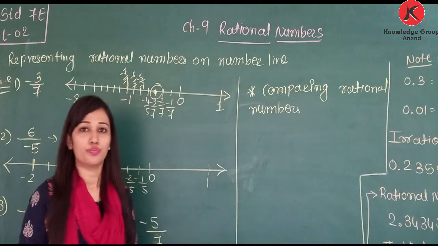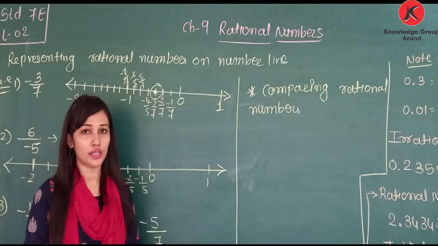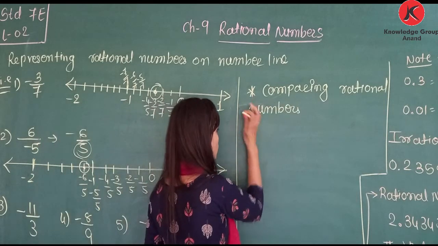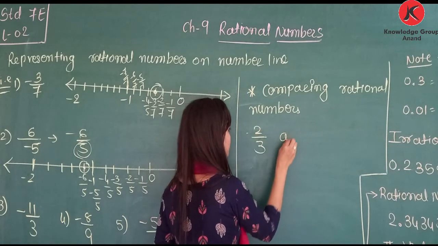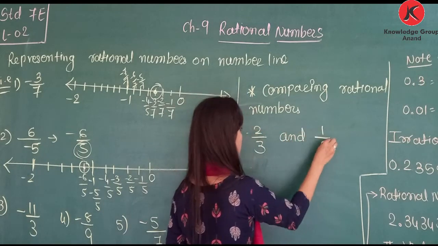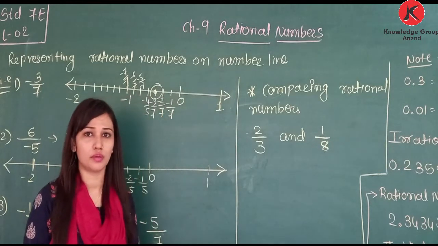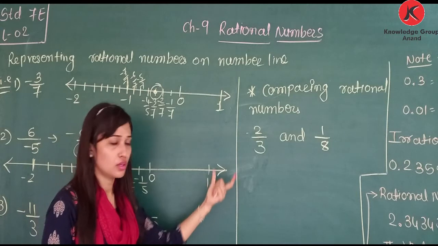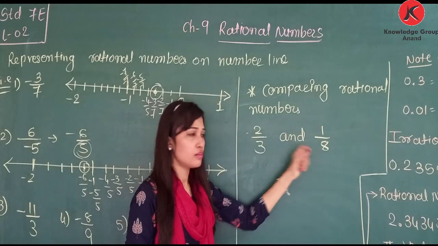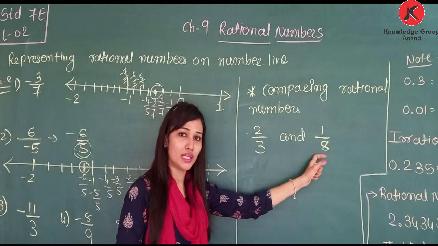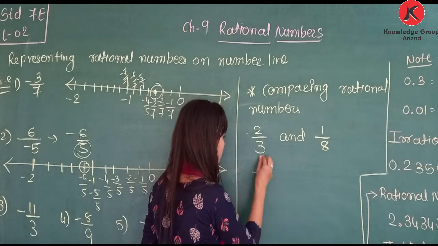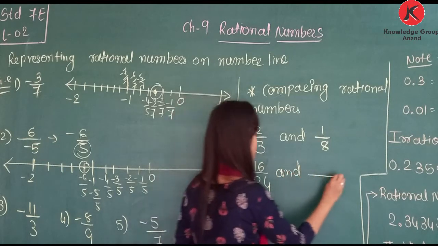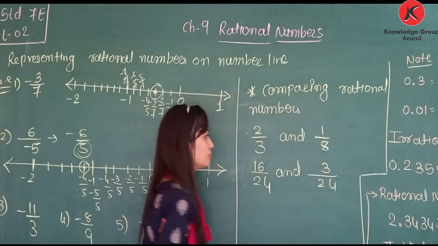How can we compare? If both rational numbers are positive, then it is the same as a fraction. If we have 2 by 3 and 1 by 8, these are two positive rational numbers, and how can we compare them? Because both are positive, this is a fraction comparison. So take the LCM of 3 and 4 and make the denominator the same. So we get here 24, 16 and here we get 24 and 3.